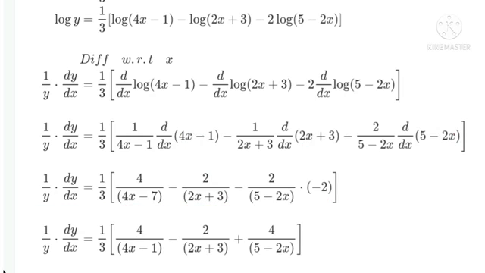So we get (1/y) into dy/dx, 1/3 as it is, 4/(4x - 1) as it is, minus 2/(2x + 3) as it is, and here minus minus becomes plus: 2 twos are 4 upon (5 - 2x).